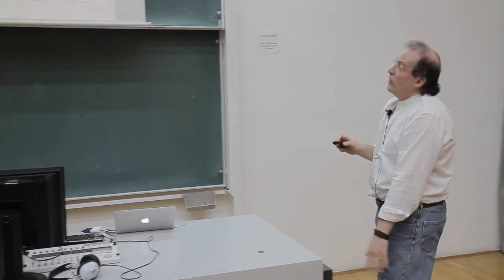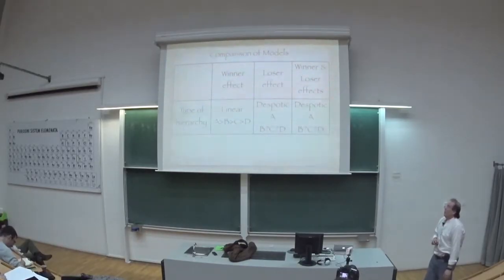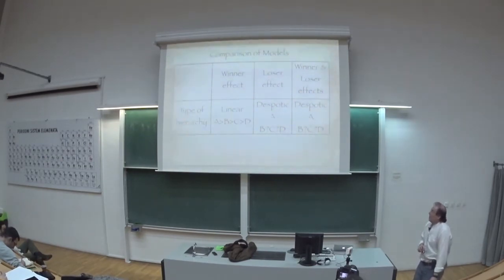So if you make a general comparison, what you find is that in terms of the type of hierarchy, winner effects tend to produce linear hierarchies. Loser effects tend to produce despotic hierarchies, and winner and loser effects of the same magnitude also tend to produce despotic hierarchies. When it comes to what kind of aggression goes on, winner effects tend to produce fights. Loser effects tend to produce attack-retreat sequences.